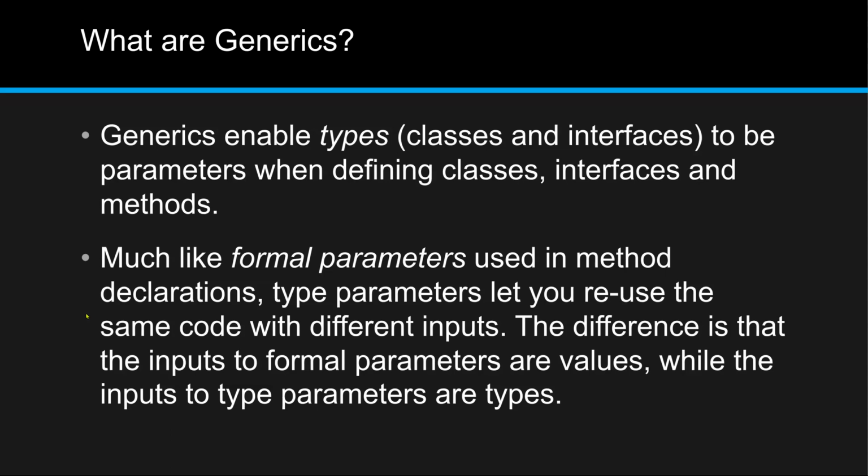Much like formal parameters are used in method declarations, type parameters let you reuse the same code with different inputs. The difference is the input to the formal parameters are values, while the input to type parameters are types. What's the point of all this?